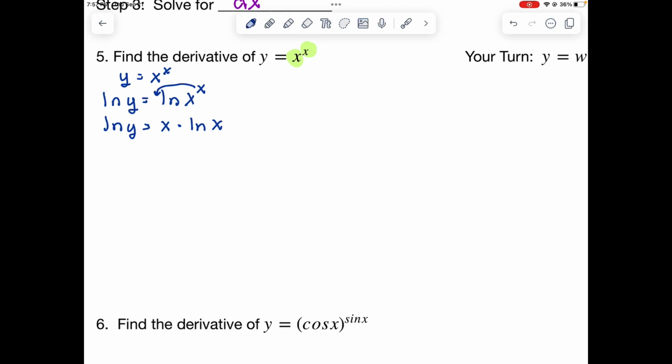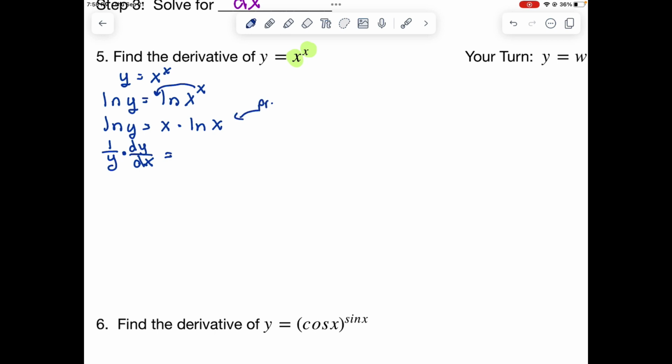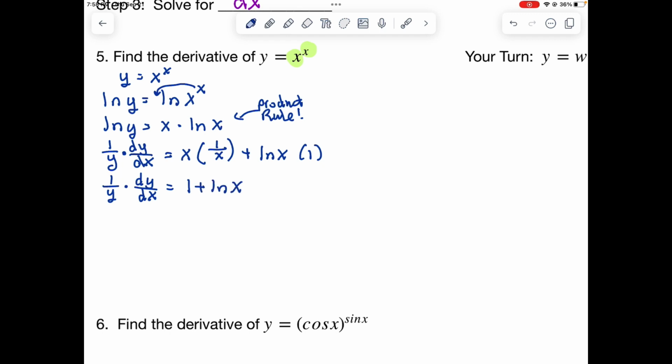Then I'm going to take the derivative of each side. Well, we know the derivative of the natural log of y is 1 over y, but y is not our variable. Our variable is x. So y is a function of x. We have to multiply this by the derivative of y with respect to x, whatever that function is. And then to take the derivative of the right-hand side, we're going to need to use what's called the product rule because we have two functions multiplied together. So I'm going to take the derivative of the first times the second, plus the second function times the derivative of the first. All right, let's simplify this a little bit. And on the right-hand side, we end up with 1 plus the natural log of x.